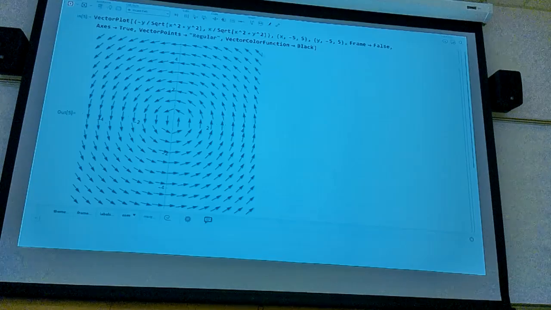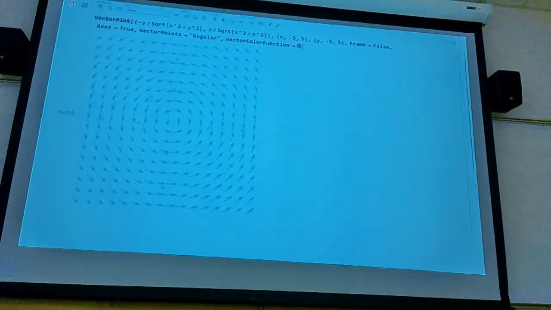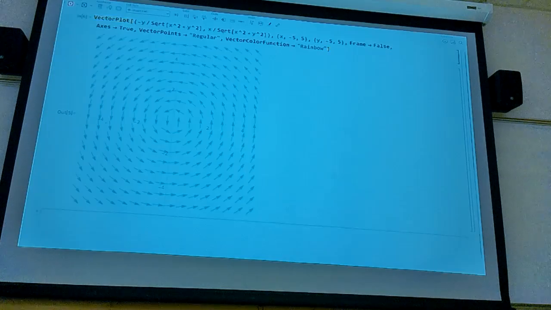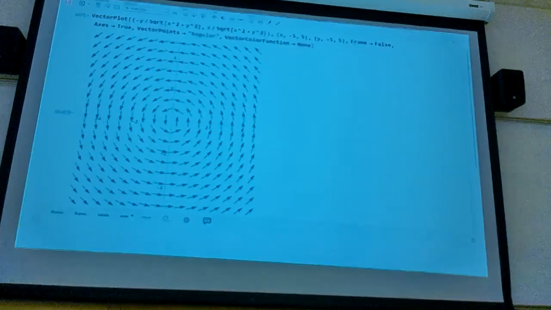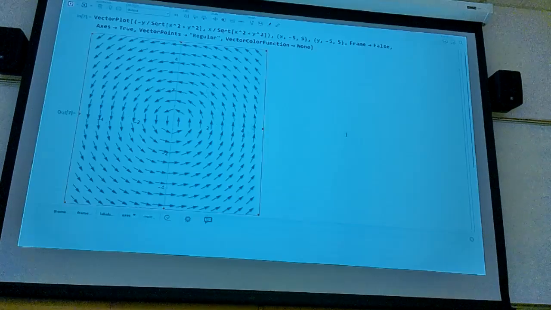There are different options. Could be rainbow, which doesn't do anything. Oh, that's lovely. Others I did my vector points as regular. Turn that off. Leave it like that. There's where I can change that.